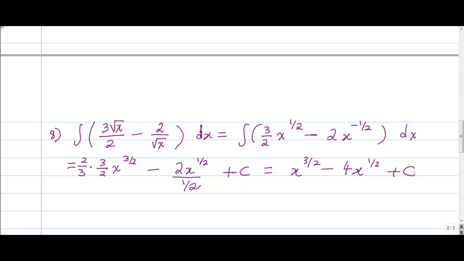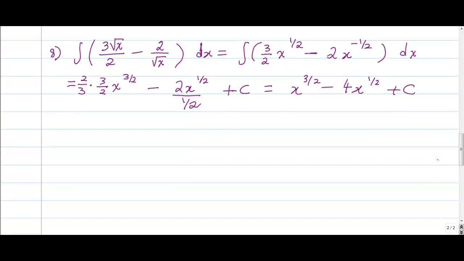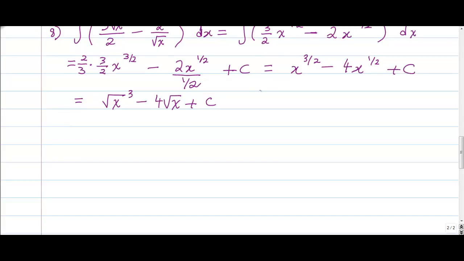Okay. And then let me rewrite this in radical notation, since my original function is in radical notation. This is square root of x to the third. Now the third could be on the inside or outside, it doesn't matter. Minus 4 root x plus c. Okay. So again, what did we do? We added 1 to the exponent and divided by the new exponent. When you're dividing fractions, it's the same thing as multiplying by the reciprocal.